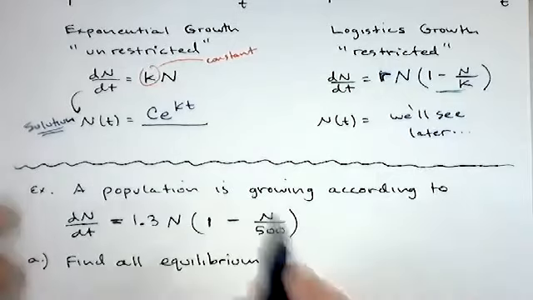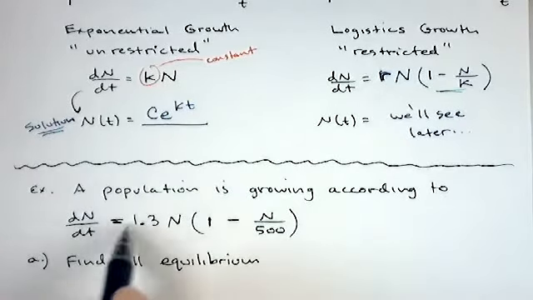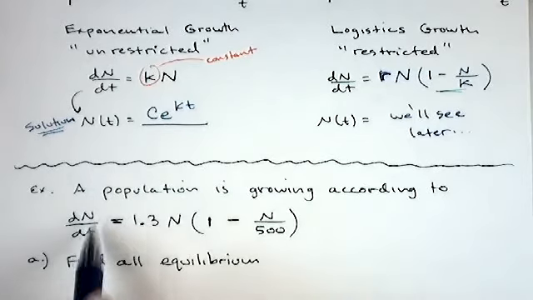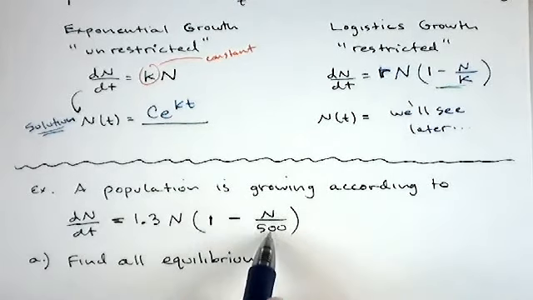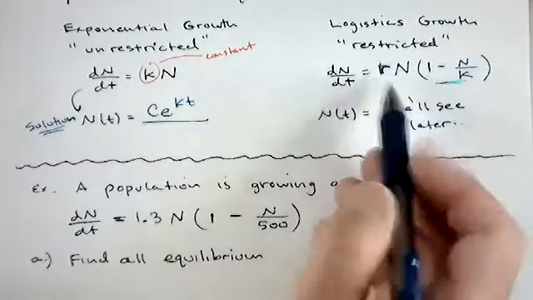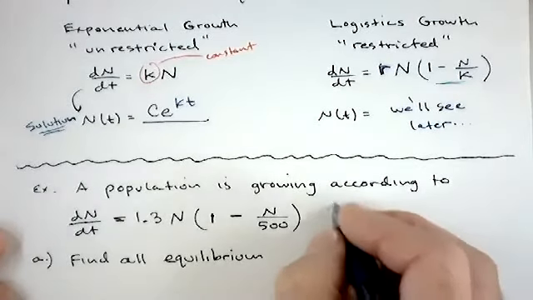So here we go, a perfect example. Let's say I have a population that's growing according to the model dN/dt equals 1.3 N times (1 minus N over 500). Do you see that's just a perfect match with this form? So this is describing logistic growth.